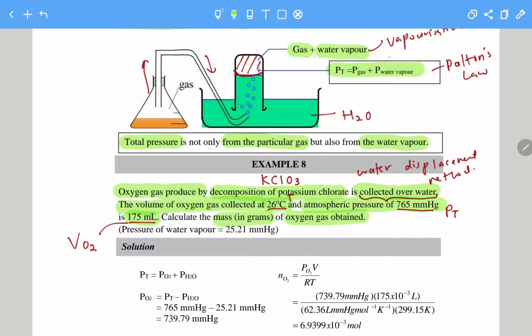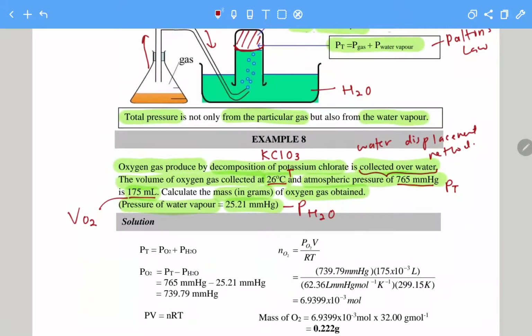And also, you have another piece of information: the given pressure of water vapor is 25.21 millimeter mercury. So this is the partial pressure of water, PH2O. So we want to calculate the mass of oxygen gas obtained inside the chamber.